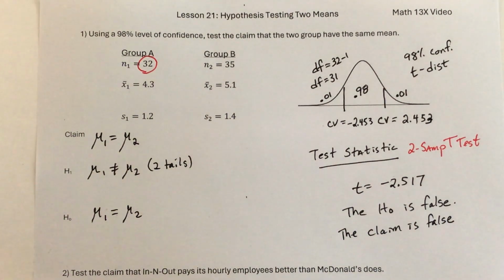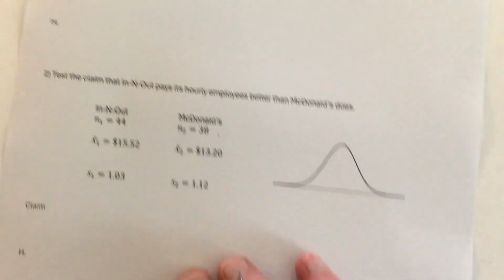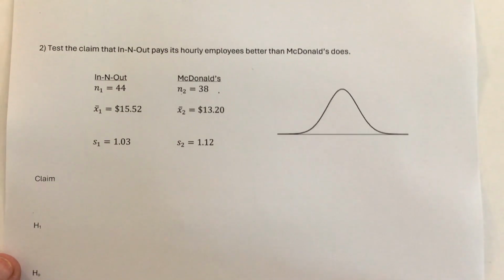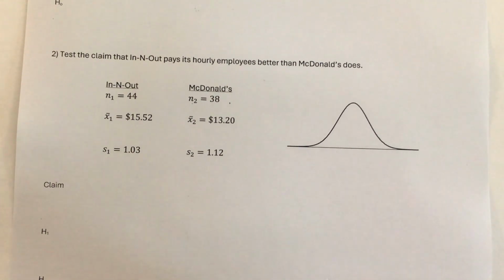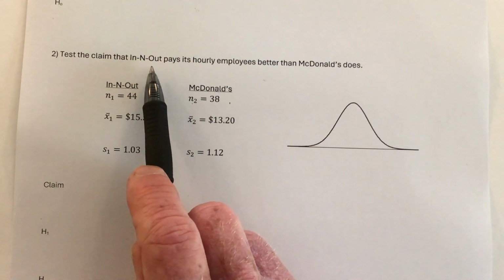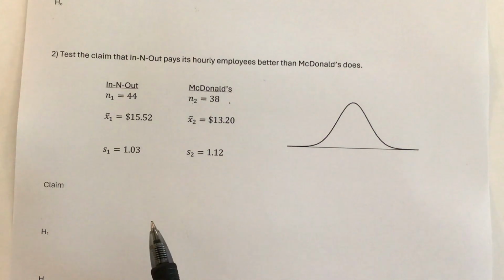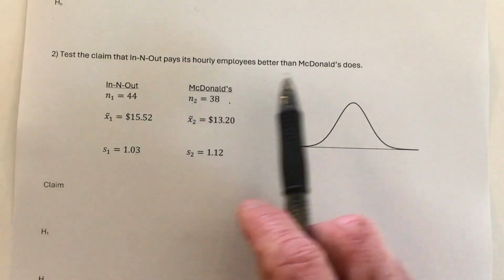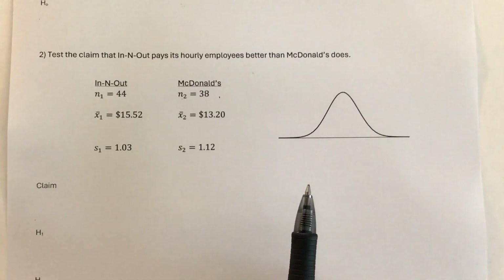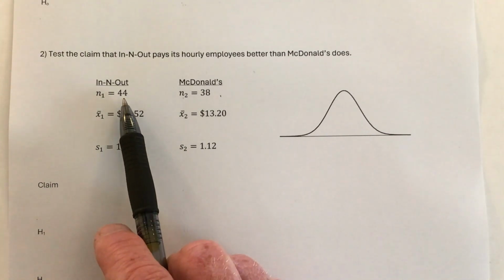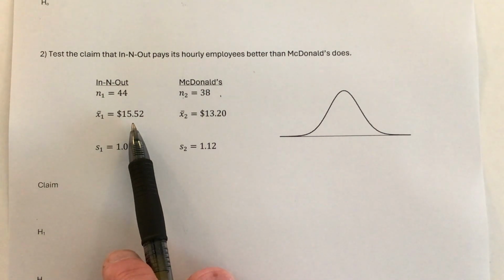All right, and then on to the second example. So this example, I actually Googled up and found some interesting data. If you compare In-N-Out and McDonald's, and this is just the basic workers, not managers or regional managers, who makes more money? I found a data set with 44 employees at In-N-Out. They were making an average of $15.52.